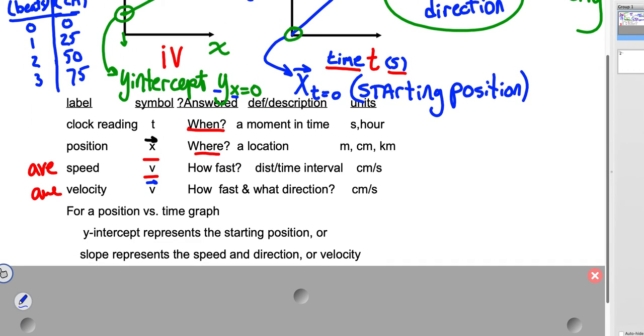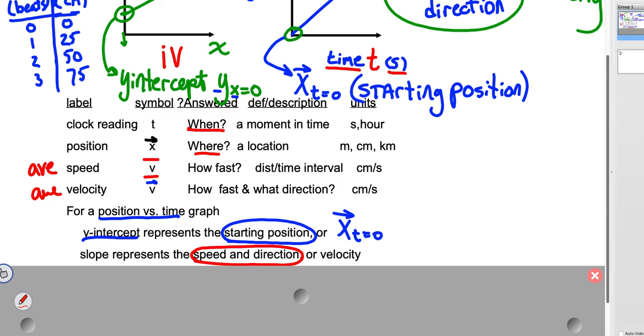So, in summary, for a position versus time graph, the y-intercept represents the starting position, or you could use the symbol, the position when time equals 0. And the slope of the graph represents the speed and direction, or you could call that average velocity of the object.